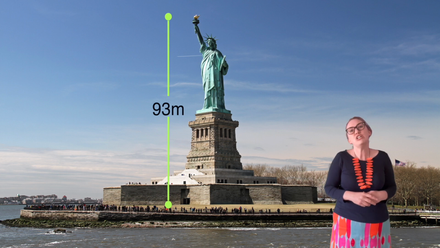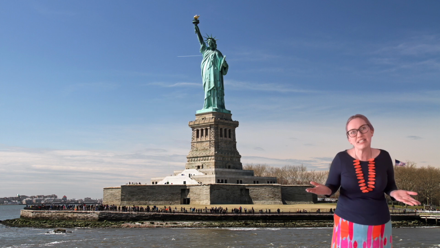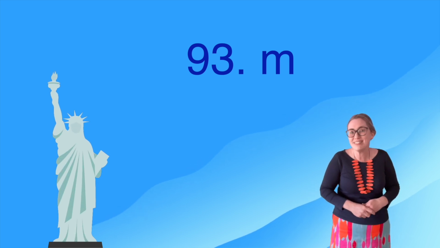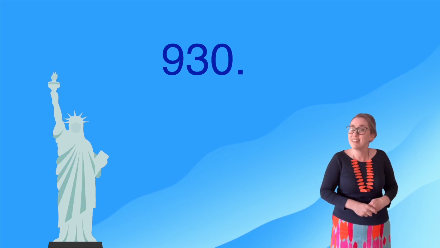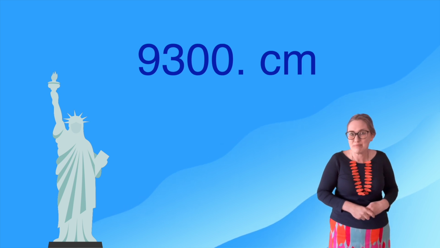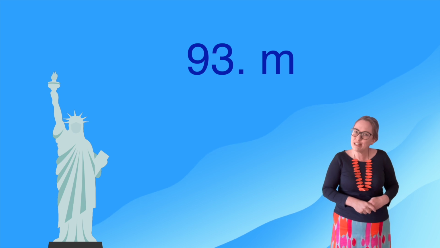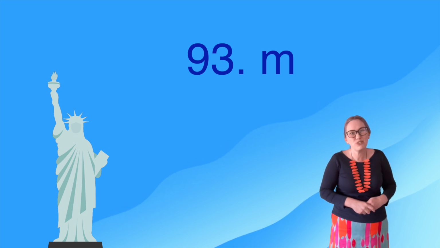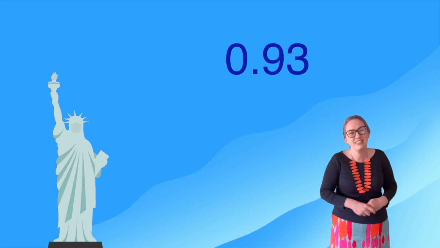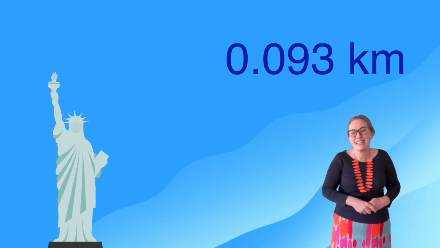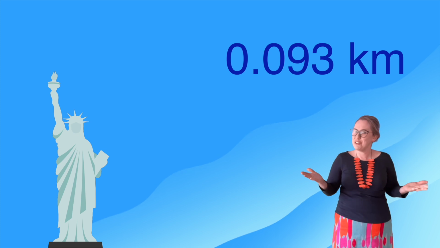How do we convert 93 metres to centimetres? We move the numbers 2 places to the left. This gives us 9,300 centimetres. And to convert 93 metres to kilometres, we move the numbers 3 places to the right. This gives us 0.093 kilometres. You've got it!